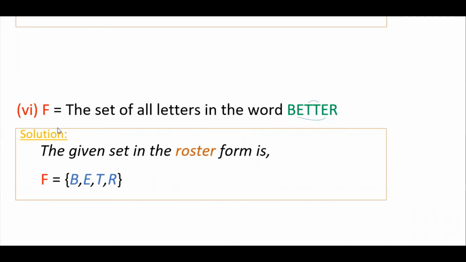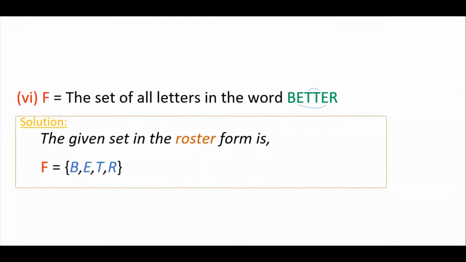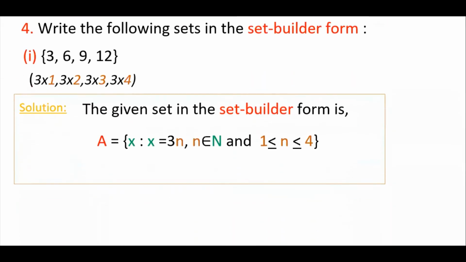This is the sixth problem. The set of all letters in the word better. So here, check whether any letters are repeating. Here E is repeating, T is repeating. So you have to write only one time. So the set F is equal to B, E, T, R. Only these four letters. And this is the next question, fourth one.